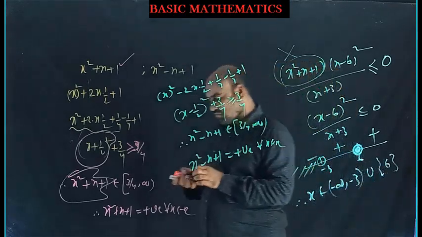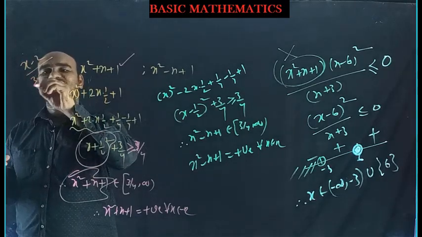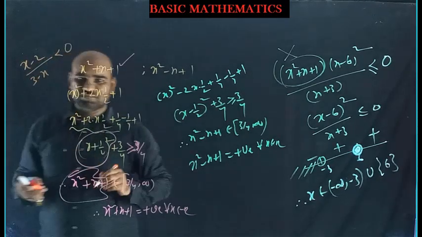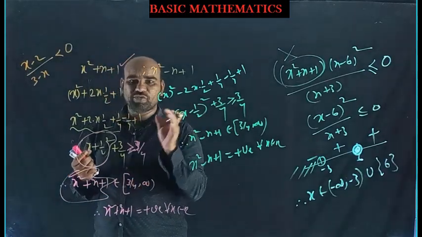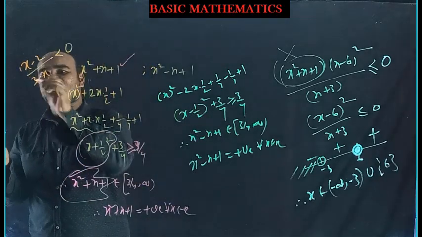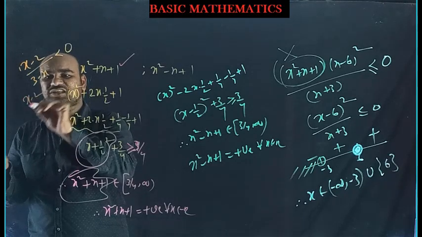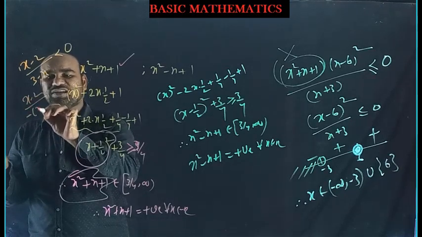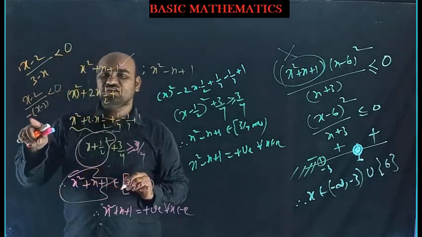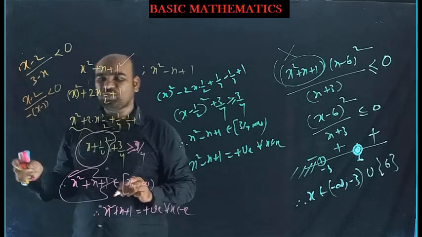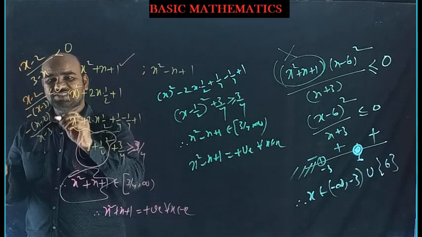For example, another problem is given like this: x minus 2 by 3 minus x is less than 0. We can use the sign scheme method, but all the linear factors' x coefficient should be positive. Here the x coefficient is positive, but here negative. So I want to make it positive. Observe what I am doing here. Minus is taken common: x minus 2 by minus of x minus 3 is less than 0. You can write this minus symbol in the numerator or denominator, that is not a big problem. So minus of x minus 2 by x minus 3 less than 0.